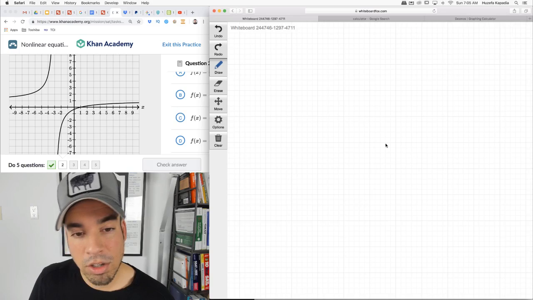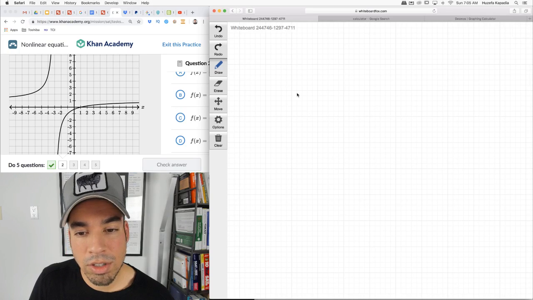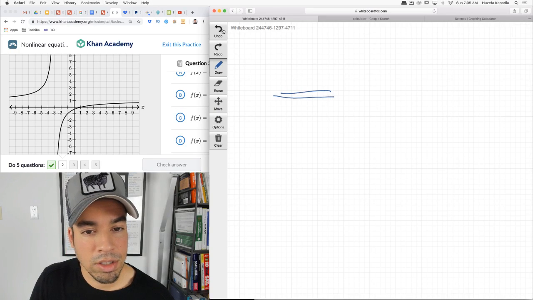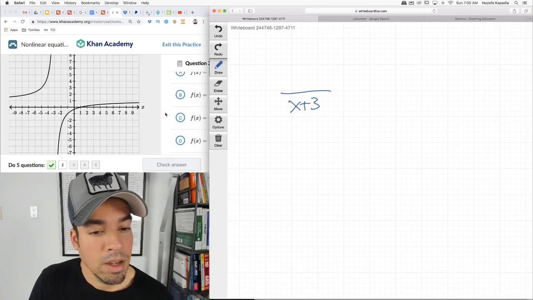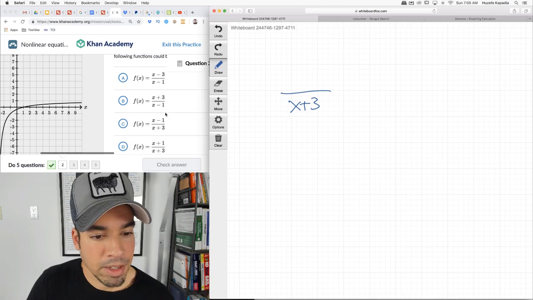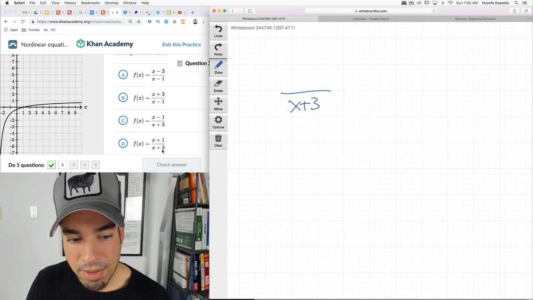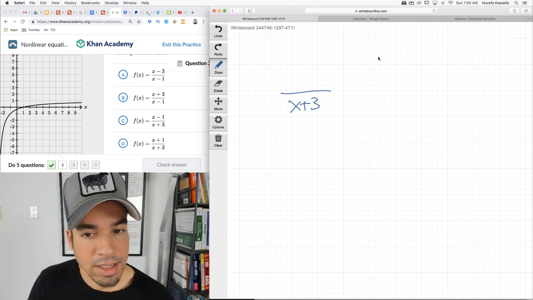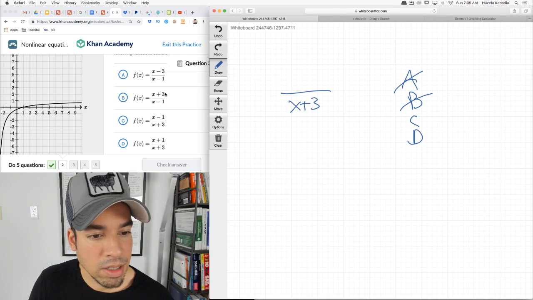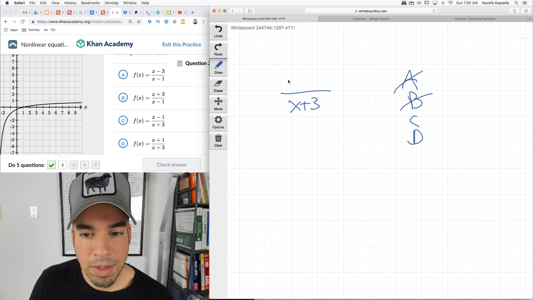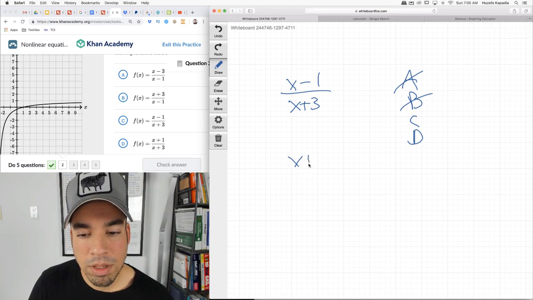a vertical asymptote is going to occur where the denominator actually goes to 0. And the only way it's going to go to 0 at negative 3 is if I have x plus 3 in the denominator. I look over here and I see these two functions have x plus 3. So A is out and B is out. So it's either this one, x minus 1, or x plus 1.